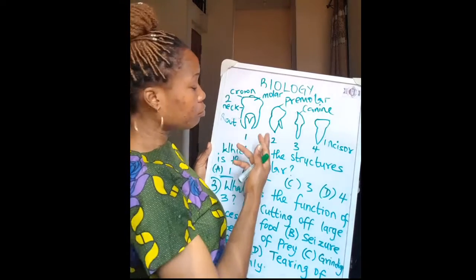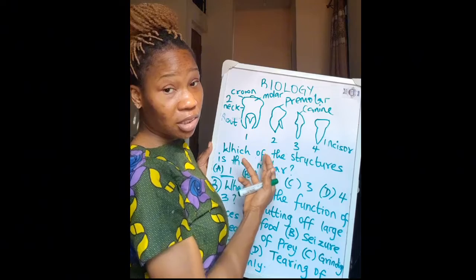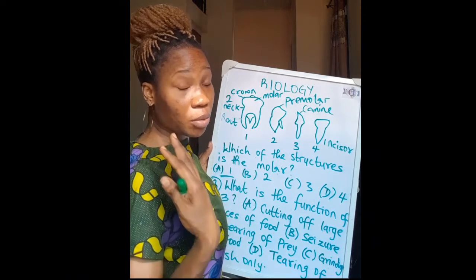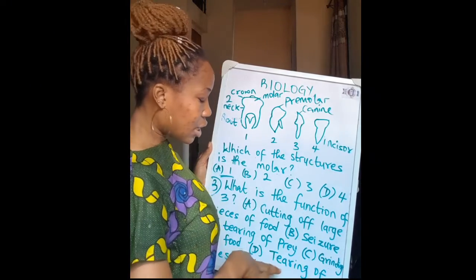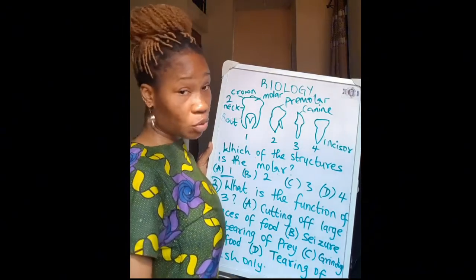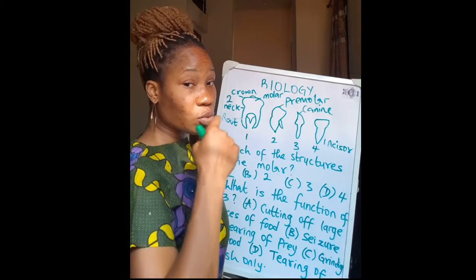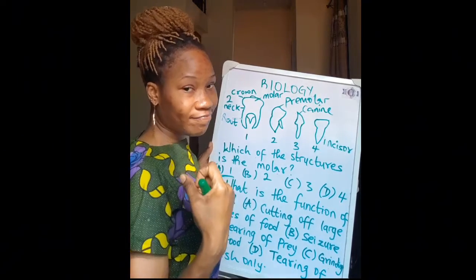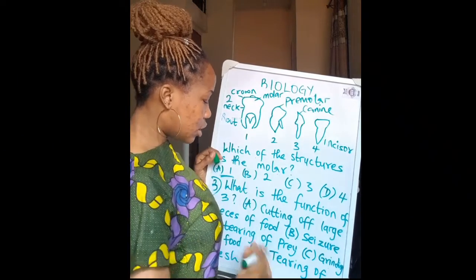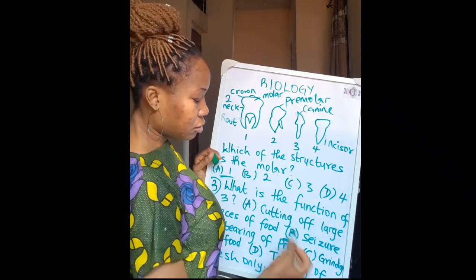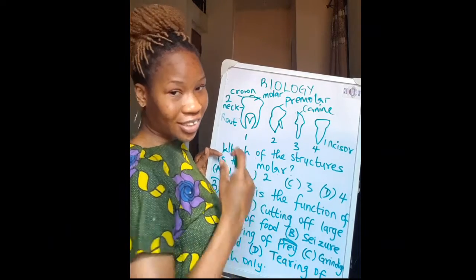That's the function of premolar and molar. Molar does grinding, premolar does grinding and pushes it to the molar to grind it finally. And then this is tearing of flesh only. It doesn't just tear, it has to hold together with the incisor and tear. So on that note, the answer to this is automatically what? B. To seize and to tear.